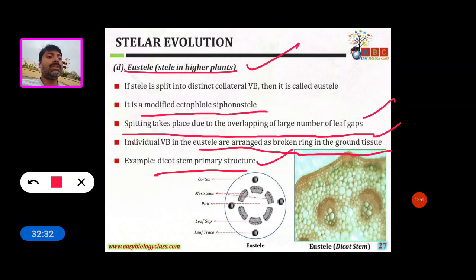This is the primary structure. So this is the eustele. These are all vascular bundles, and this is the pith, and these are leaf gaps and leaf traces. So this eustele we can see in all higher plants like dicot stems.